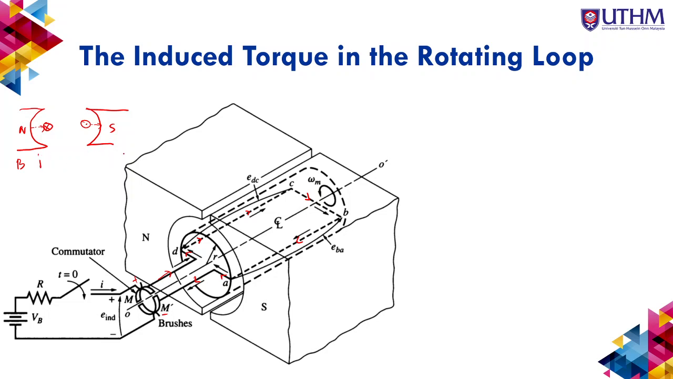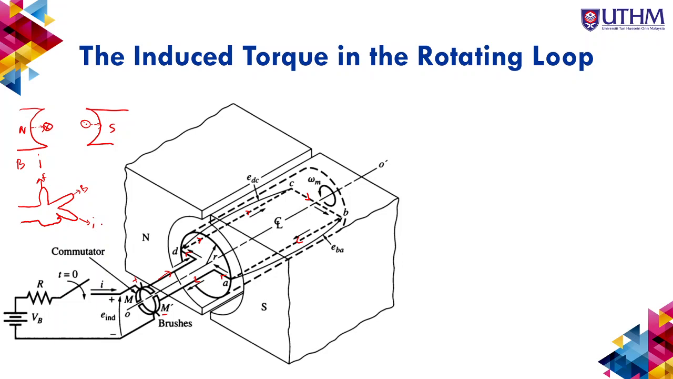By using Fleming's left hand rule, I just draw the hand. This is the thumb, this is the index finger, and this is the middle finger. This is the other two. This is the direction of the force, this is the direction of the magnetic field, and this is the direction of current.